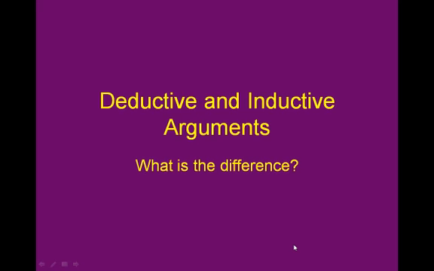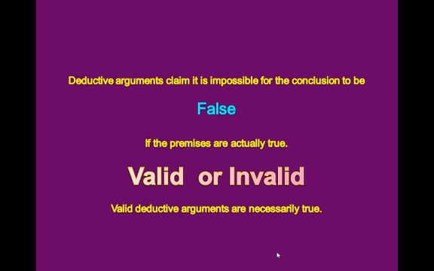We have learned about the difference between arguments and non-arguments. We need to look more closely at what arguments are. There are two broad categories, deductive and inductive arguments. What is the difference? Deductive arguments claim it is impossible for the conclusion to be false if the premises are actually true. These are said to be valid or invalid. All valid deductive arguments are necessarily true.